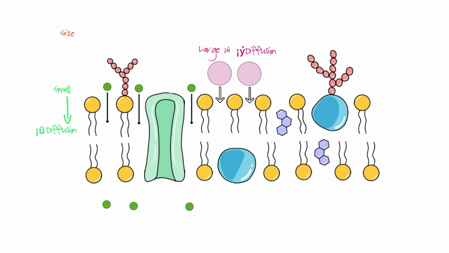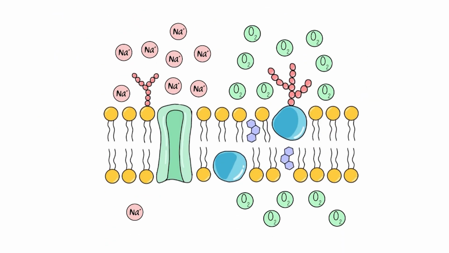So generally, the smaller a molecule is, the faster it's going to be able to diffuse across a membrane, and the larger it is, the slower it will diffuse, if at all. Another property of the molecule itself that influences the rate of diffusion is its polarity.